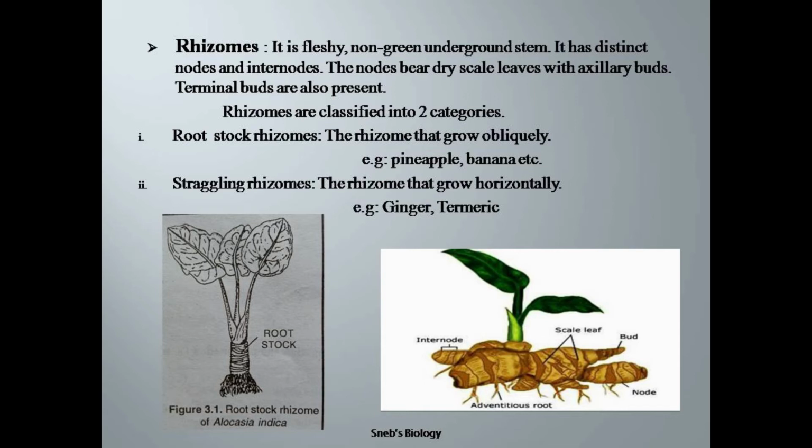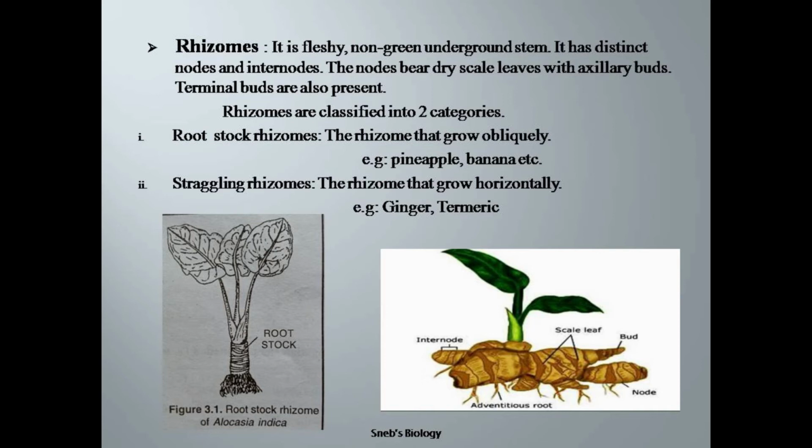Vertical rhizomes grow straight down underground. You would find distinct nodes and internodes. Sometimes they are also covered with scaly leaves. Sometimes it is also called rootstock because it looks like a root. For example, pineapple, banana, alocasia, etc. Next come horizontal rhizomes. In horizontal rhizomes, the rhizomes grow horizontally, so they are called horizontal rhizomes or straggling rhizomes.